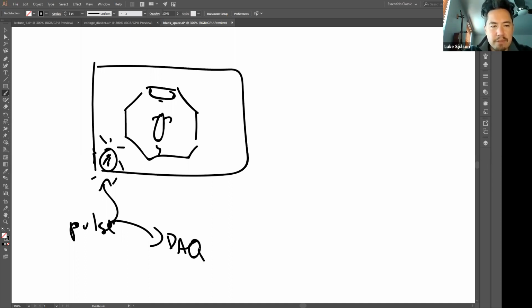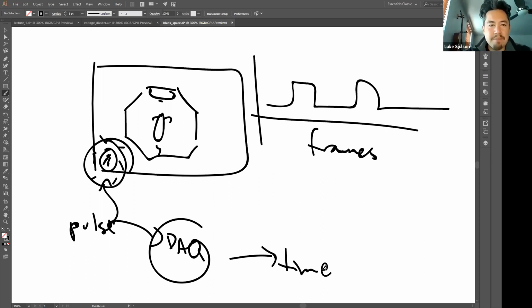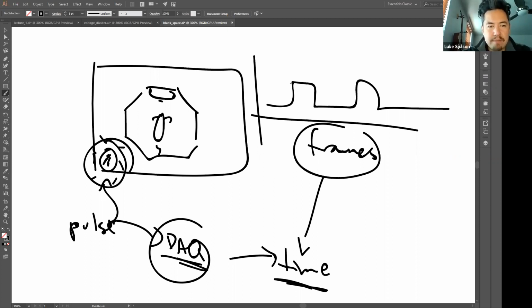Then when you look at your video signal, you can circle that light, and you'll get a trace like that. It tells you when it was on, but in this case, instead of time, you have frames. So this tells you frames as a function of time, and by time, I mean the clock used by the primary data acquisition. Then you can synchronize these frames to the clock, and you can say at millisecond 308, this frame was active.